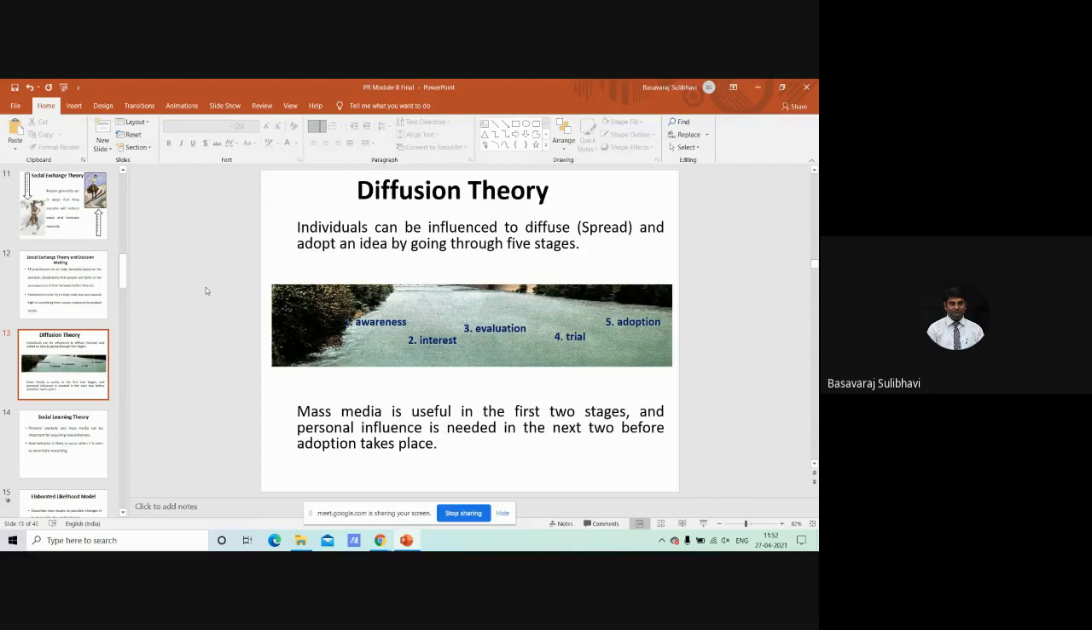So evaluation and trial usually work on very personal influences or a personal basis. PR practitioners will be finding the best source through which those people can meet personally, either by using technology or discussing the issue in certain forums or platforms. So awareness and interest work through mass media, and evaluation and trial purely depend on personal influence before any public goes with a certain type of adoption.